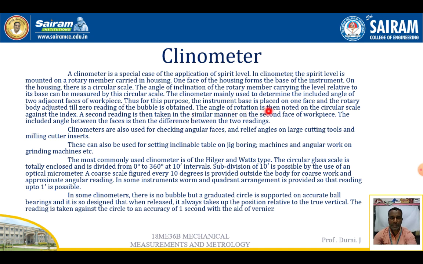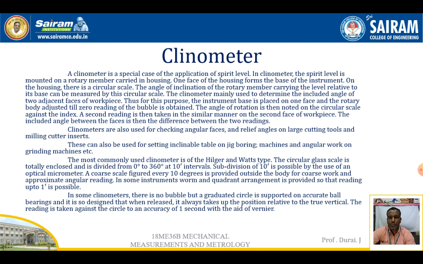The instrument is placed on the face of the rotary body and adjusted until a zero reading and bubble is obtained. The angle of rotation is noted on the circle scale against the index. The second reading is taken in a similar manner on the second face of the workpiece. The included angle between the faces is then the difference between the two readings. It is used for checking angular and relief angles, and also for inclinable tables, jig boring machines, and angular work on grinding machines, etc.